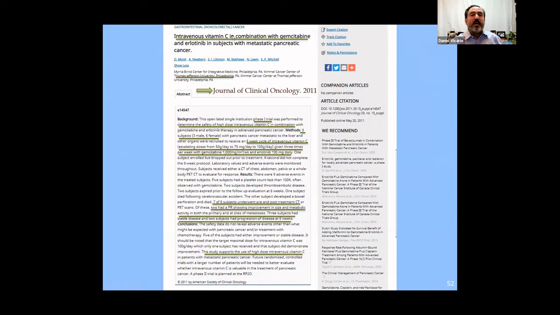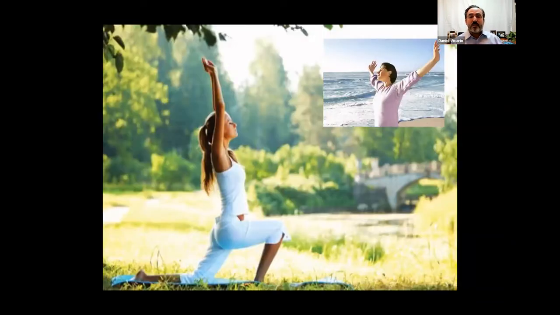Another one, this is intravenous vitamin C in combination with chemotherapy and erlotinib in patients with pancreatic cancer from the JCO 2011. This was a phase 1 trial. It was a small number of patients, but they saw some efficacy. I just love to see this in our Journal of Clinical Oncology.